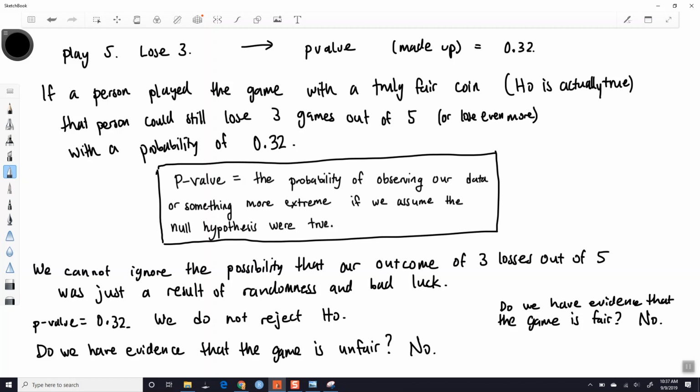And there's actually no way to really find out if the game is fair unless you do a full inspection and check everything out. And that's tough. So based on data alone, we can never actually prove that the null hypothesis is true, okay? So let me just write that. We are never able to prove that the null hypothesis is true.